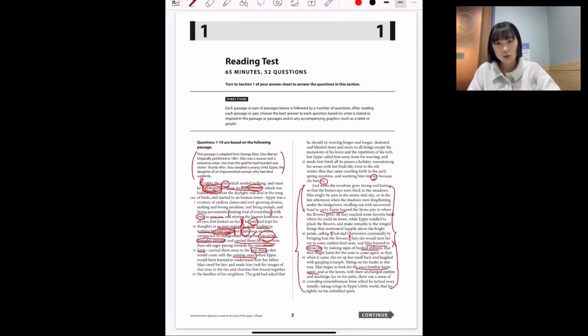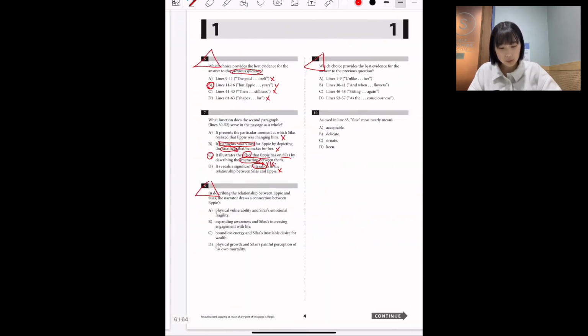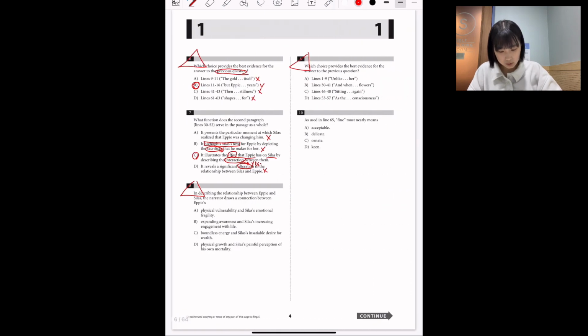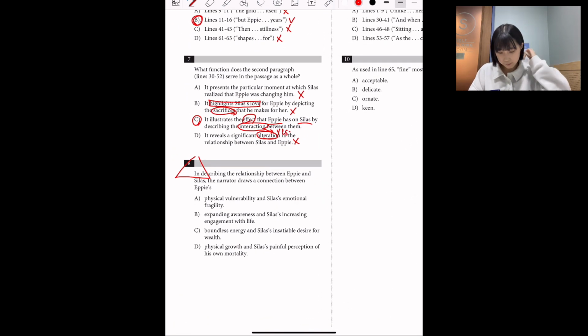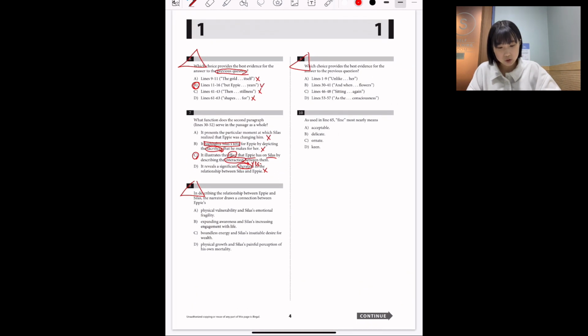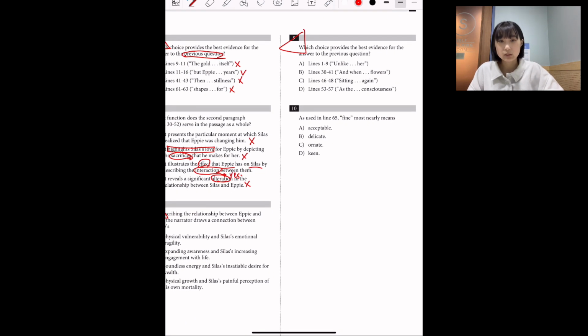It draws a contrast between gold and Epi, but we're going to see in 8 if there's a sufficient choice for it. It doesn't show much of any choice that says there's a connection drawn between the two, so unfortunately A will not be the answer.